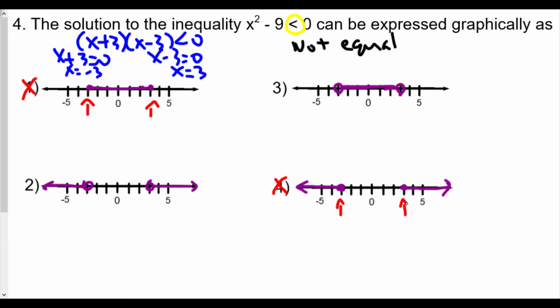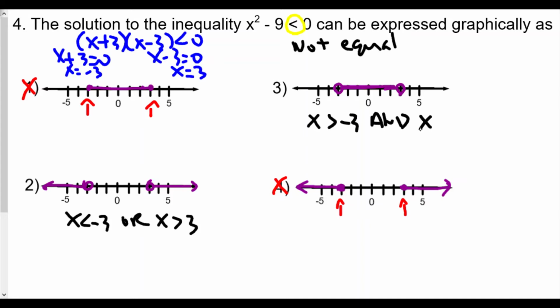Now, we can do a sign analysis, or we can just plug a number in. What number can we choose? In this case, the two choices here between 2 and 3 look like they're either less than negative 3 or greater than 3. It means x is less than negative 3 or x is greater than 3. Well, this one is going to be x greater than negative 3 and at the same time x less than 3. By the way, this is also written as negative 3 less than x less than 3.